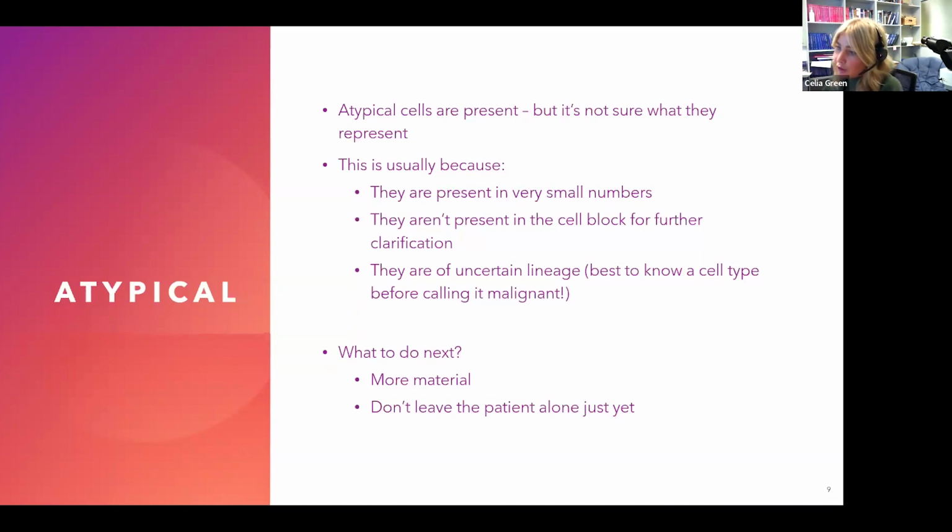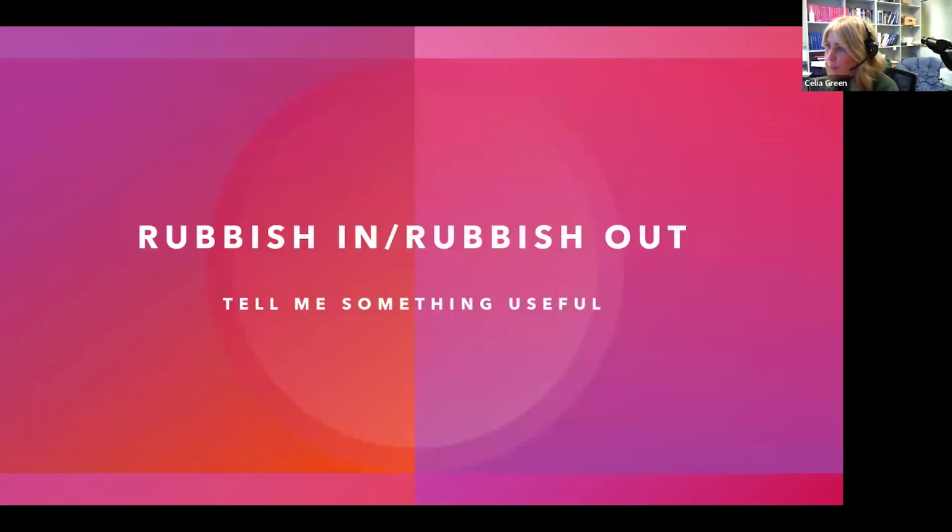So what to do next? Get more material. Don't leave the patient alone just yet. Non-diagnostic and indeterminate are similar. You need more information. Rubbish in, rubbish out. If you don't tell me something useful, I'm not going to really be able to give you something useful in response.